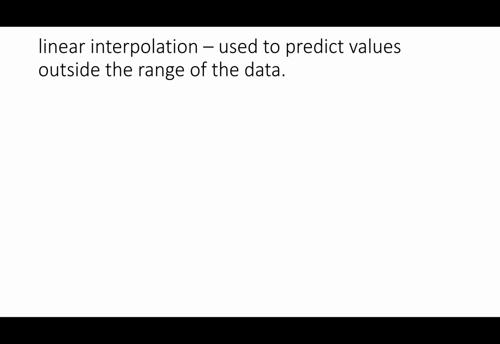Linear interpolation, otherwise known as linear extrapolation, is used to predict values outside of the range. So we already talked about this. If I had a bunch of dots going like this, and I used a line like this, they'd want to know what about a dot out here.